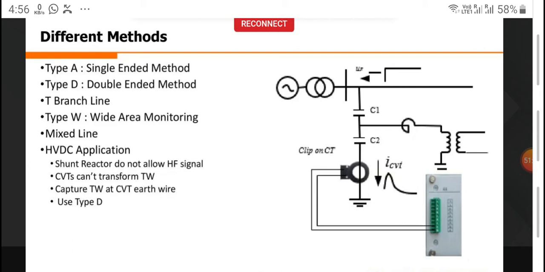So as I was saying, the single-ended method is inherent in the double-ended method. Whenever you're taking a double-ended method, the single-ended method is inherent inside the system. So you don't need to worry about anything else. It's not a feature that you have to buy in addition. It is just an algorithm, a logic that is already there.